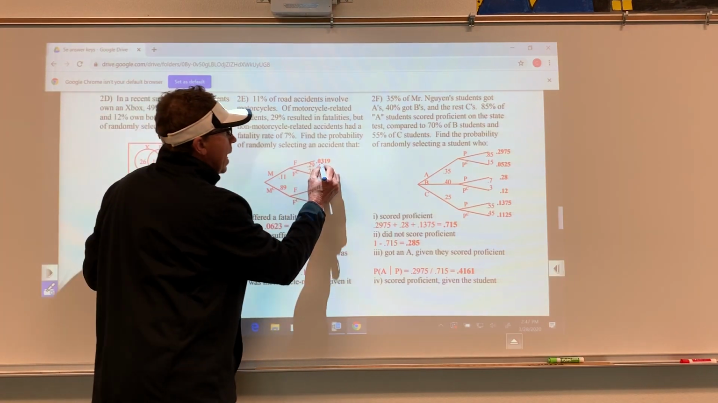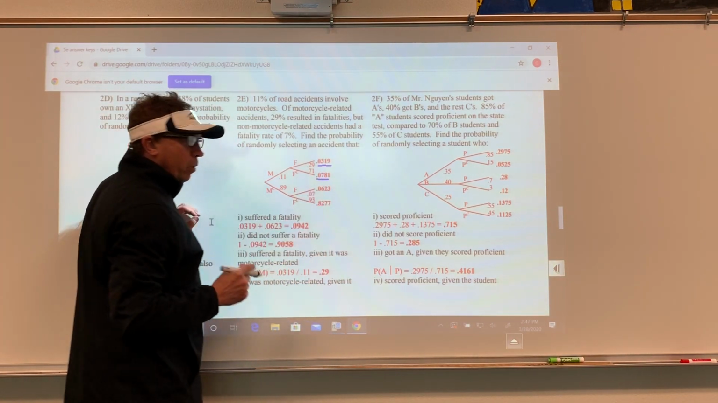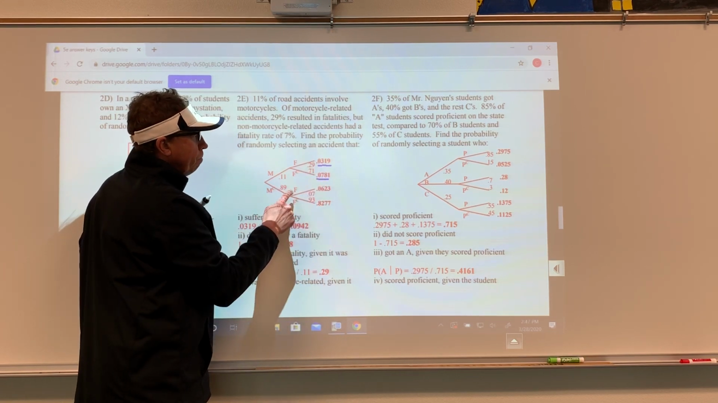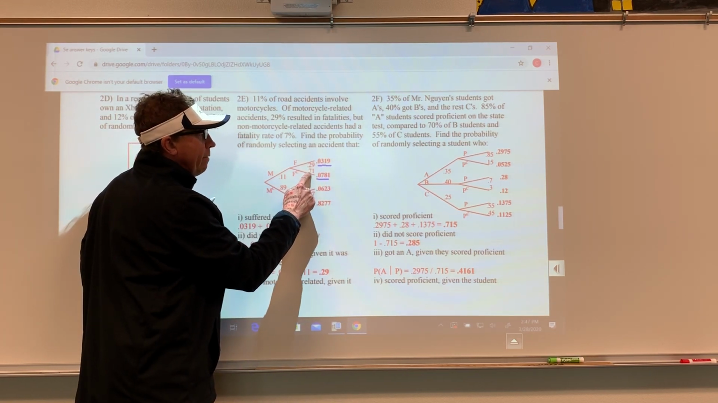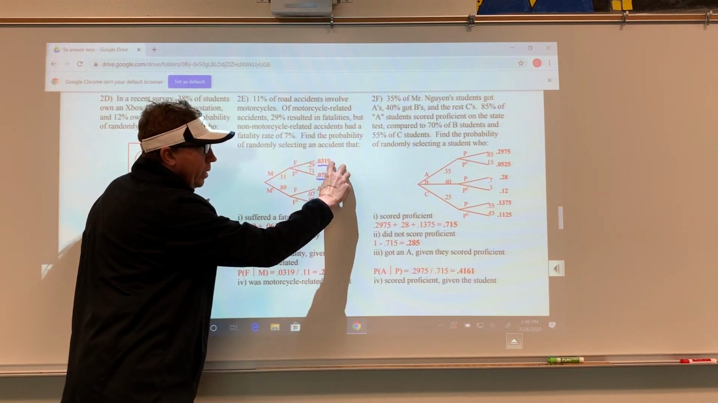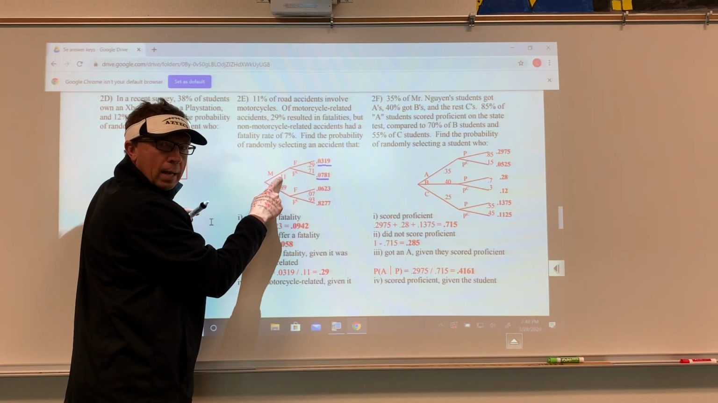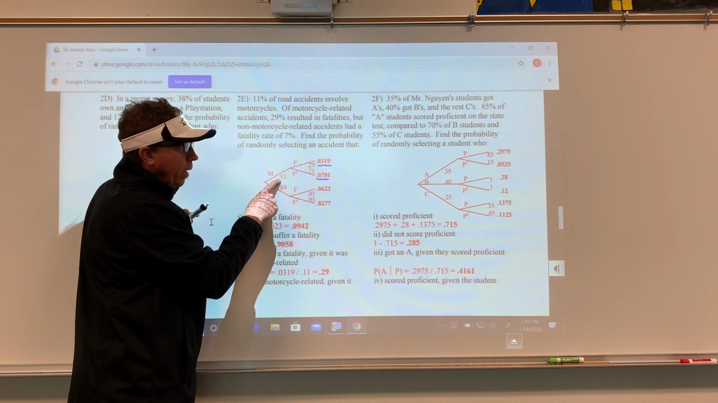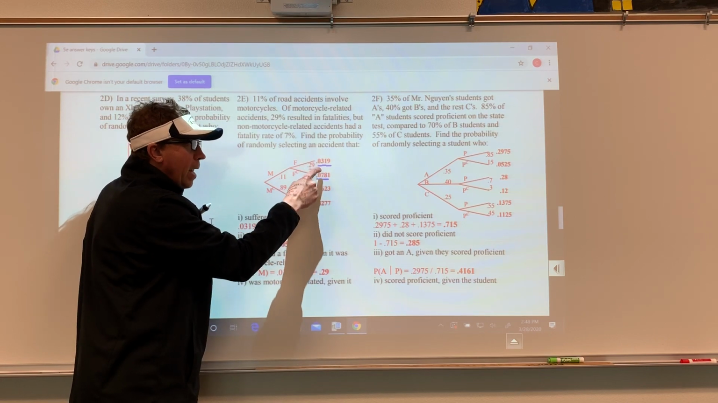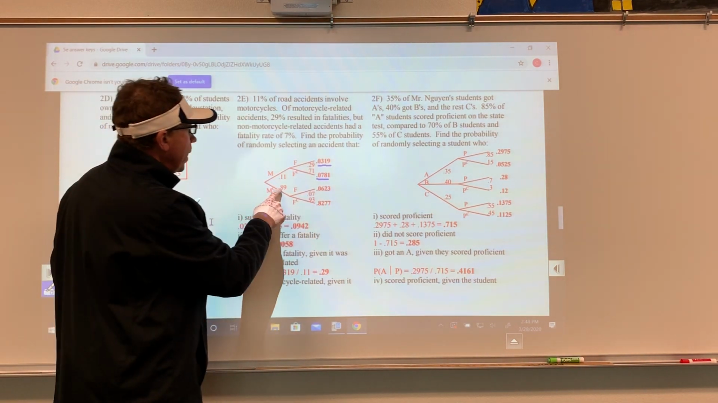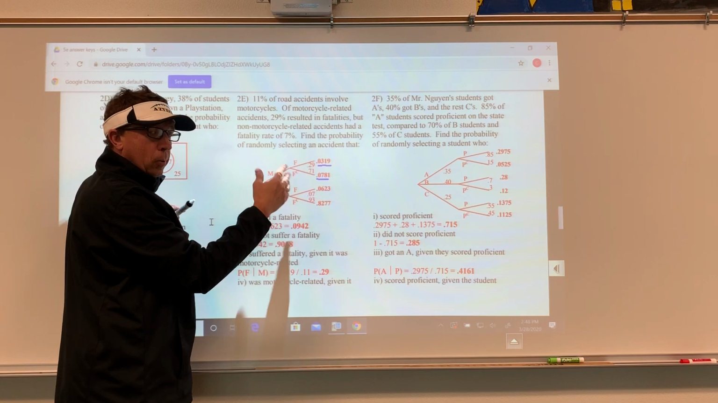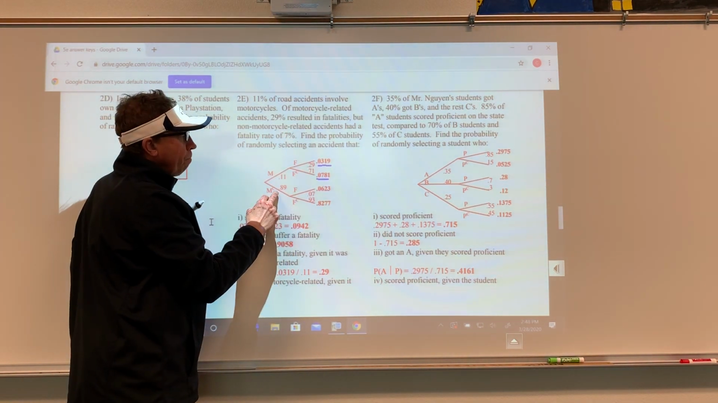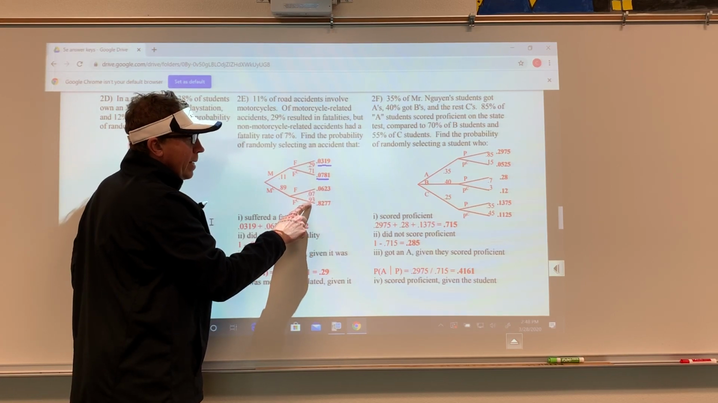So to get these end numbers right here for the motorcycle, I have to multiply 0.11 times 0.29 to get this, and 0.11 times 0.71 to get that. These two numbers will add up to 11% because I've subdivided the 11% of the motorcycle accidents into fatal and non-fatal. Now on the non-motorcycle accidents, presumably cars, buses, they have a much lower fatality rate for obvious reasons. 7% goes there and 93 goes there.